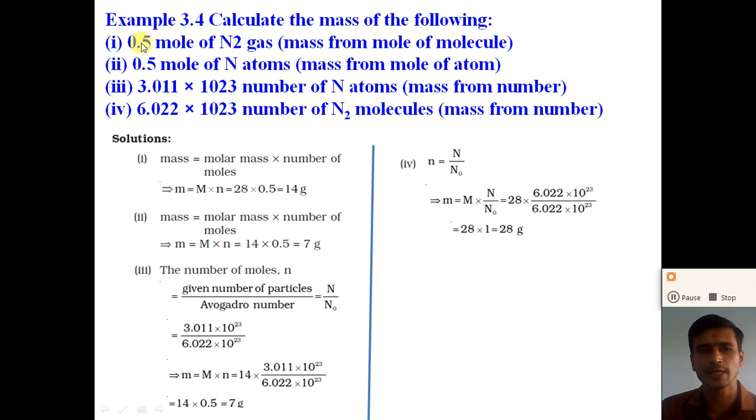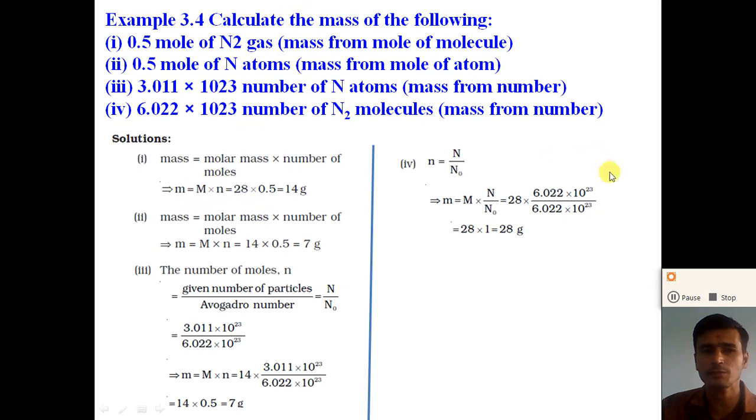So first one is 0.5 mole of nitrogen gas. Here the mole of nitrogen gas is given to you, and we want to calculate the mass of the nitrogen gas. So how can we find the mass from the mole of molecules? Here the molar mass is equal to mass divided by the number of moles. From that, the mass of nitrogen is equal to molar mass into the number of moles. So small m, the mass of nitrogen, is equal to molar mass capital M into the number of moles.